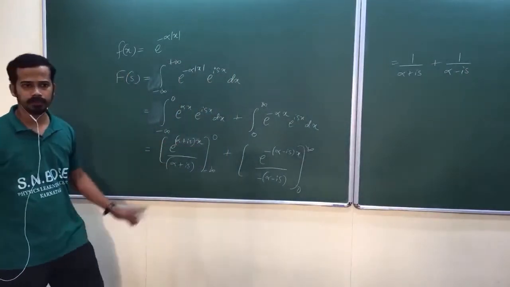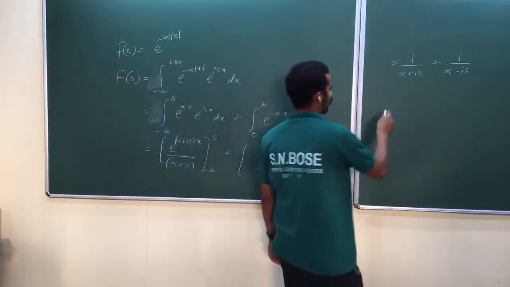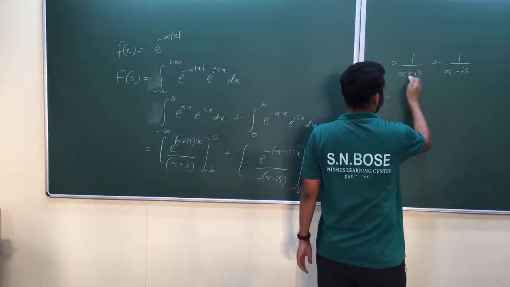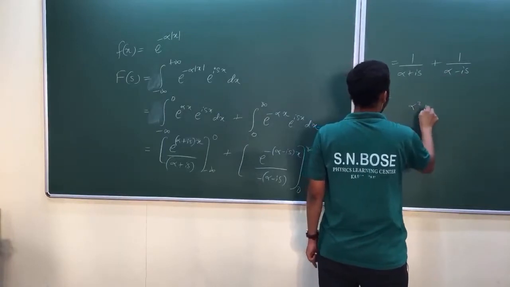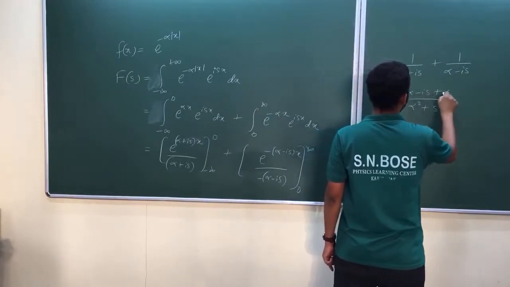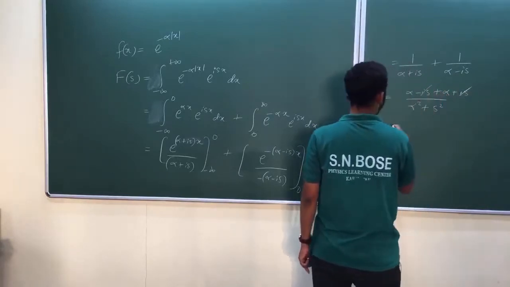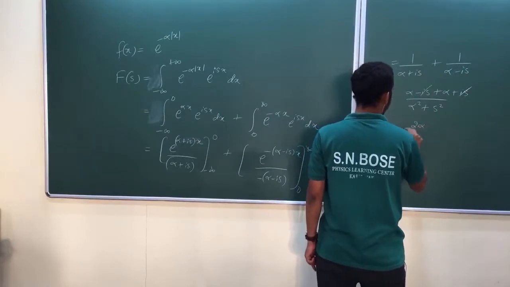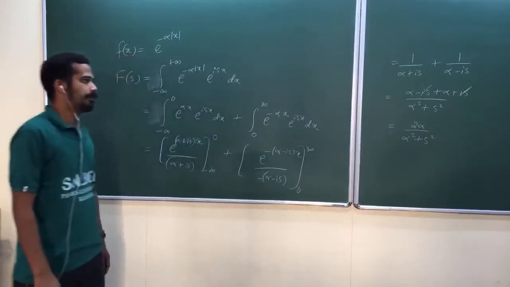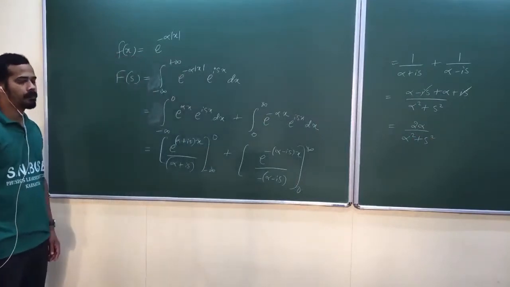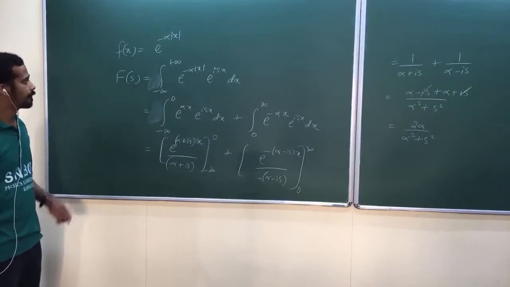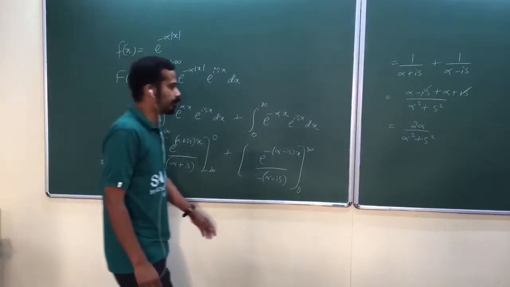Later do it in a little more detail. Now take LCM. It is the complex conjugate. When you multiply, what would you get? Alpha square plus s square. Alpha minus is plus alpha plus is. What is this one? 2 alpha divided by alpha square plus s square. I'll do this problem again. There are very few types of problem.